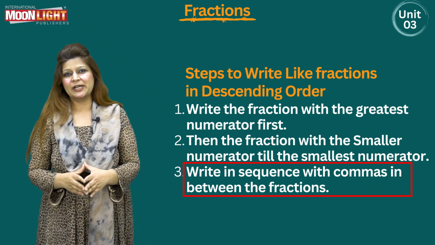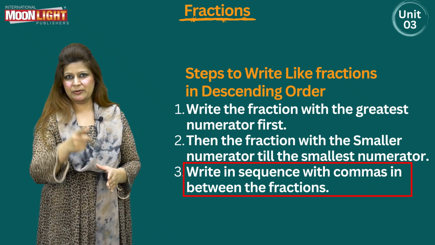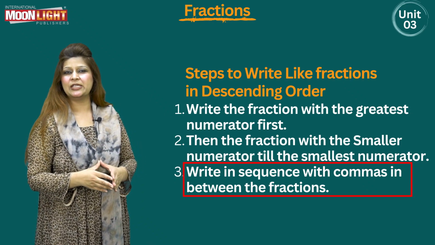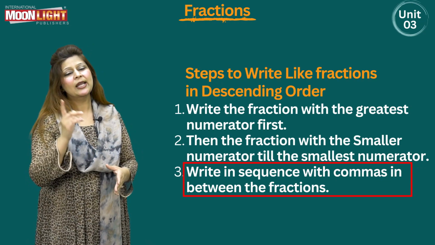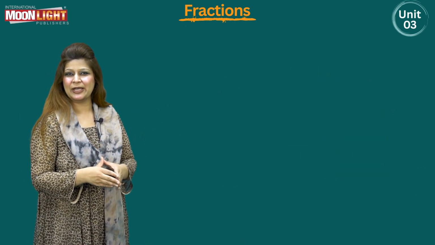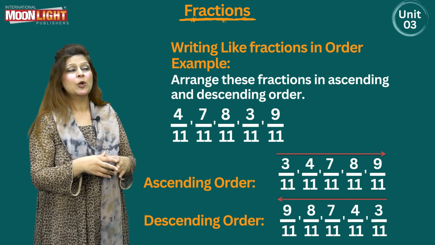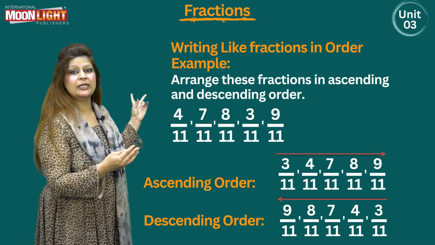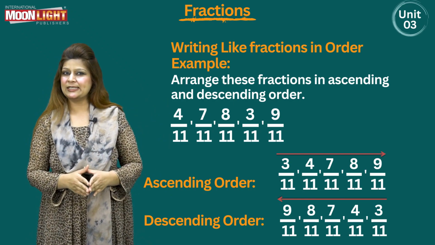Just concentrate on the thing that both of them are opposite to each other. Do remember that, then this will be very easy for you guys. First, you need to remember what is ascending order and descending order. Then this concept will be much easier for you. Now I'm going to solve an example for you in which we are going to find both orders, ascending order as well as descending order.